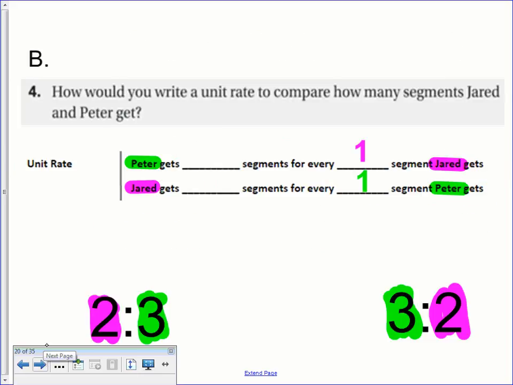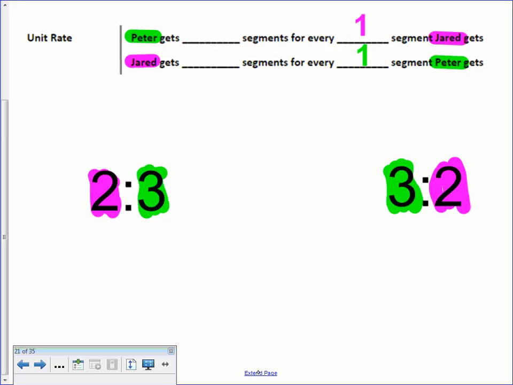All right, we are on part B of your notebook. So down at the bottom, we've finished the gummy worm part of Peter and Jared. Now I need to figure out what is their unit rate. What is their per 1? So my first question is, every time Jared gets 1, so pink is all Jared, how much does Peter get? Every time Jared gets 1 segment, Peter gets how much?